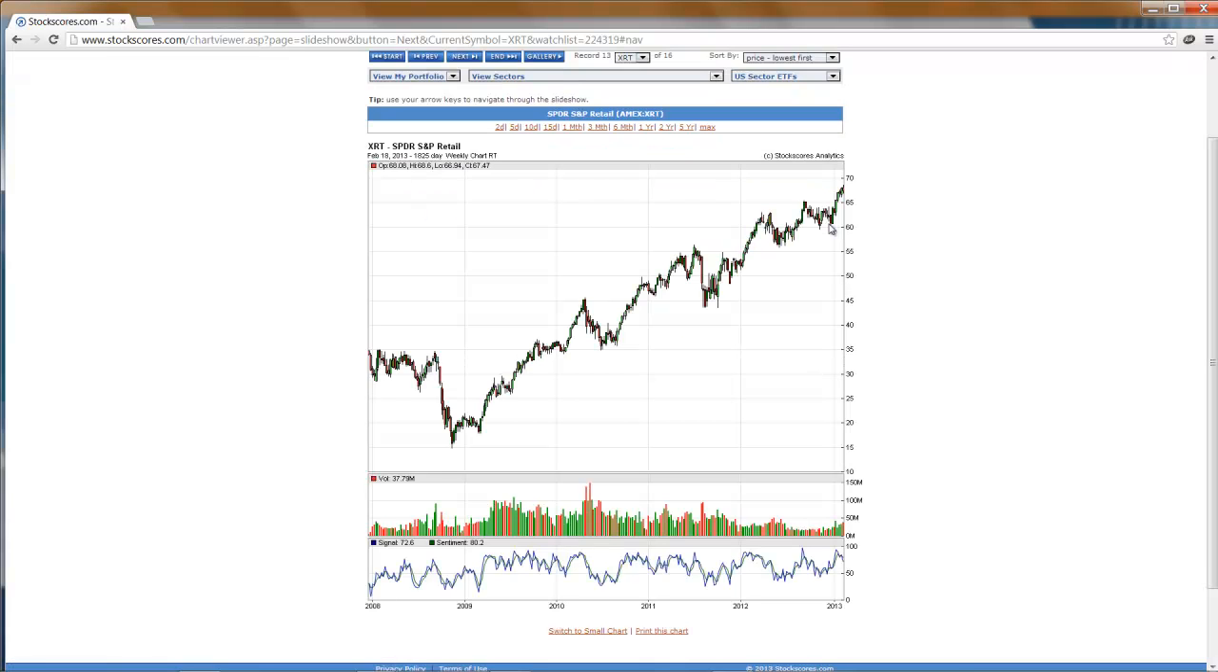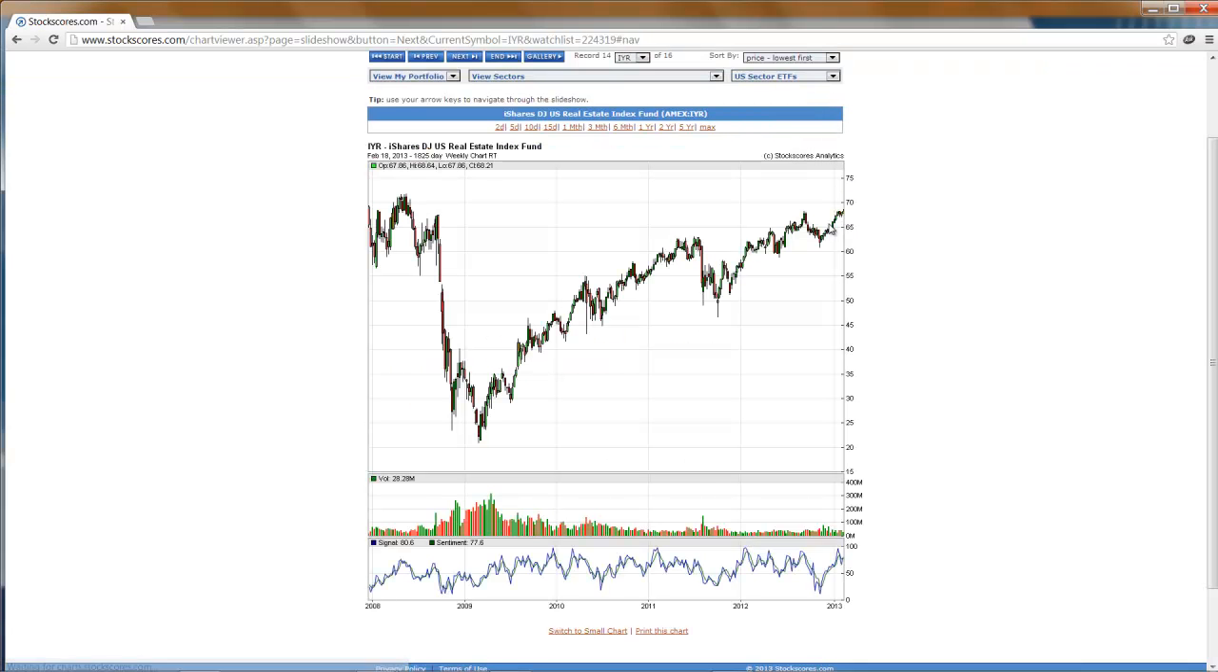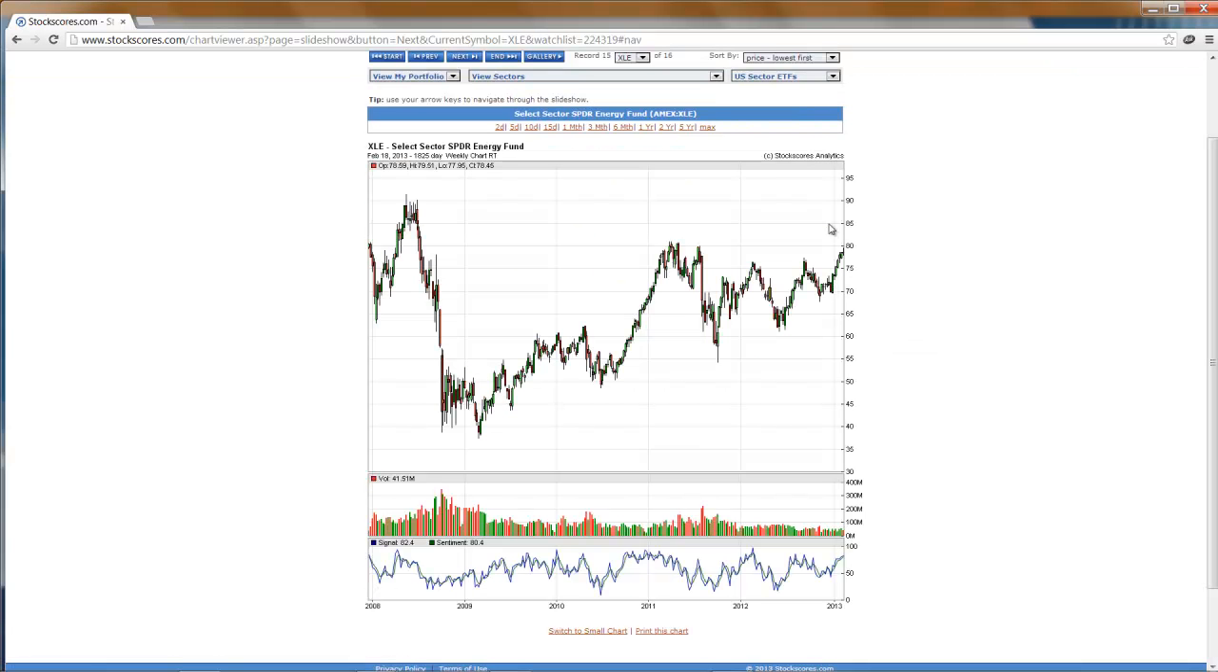Same can be said here of the XRT, which is the S&P retail sector. Nice upward trend, but running away from its trend line, due for a pullback. I think it's likely to happen in the next couple of weeks. Real estate index fund, certainly not as steep as that retail sector, but in an upward trend nonetheless. Coming into lots of resistance, probably stalls up here soon.